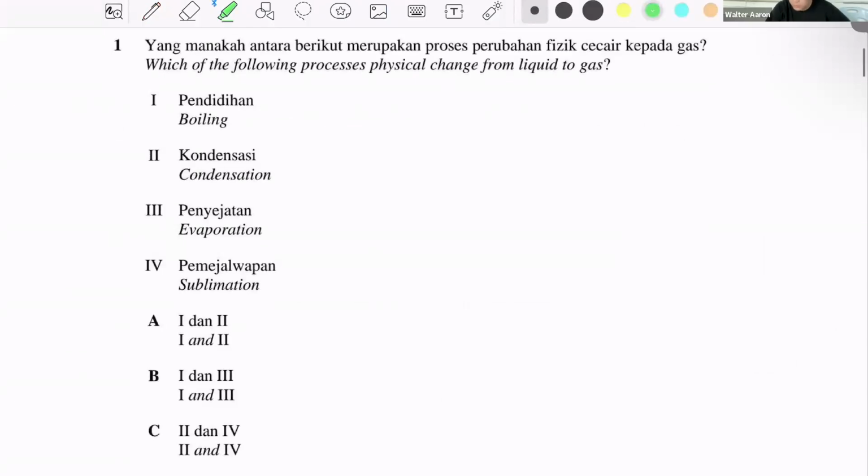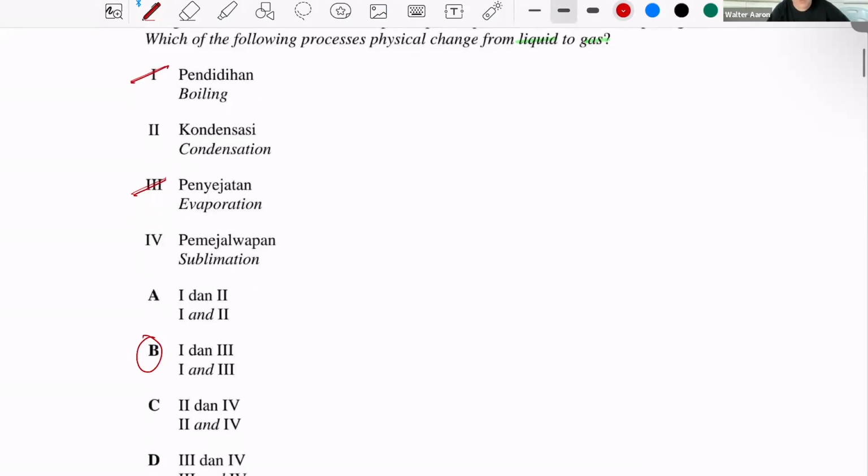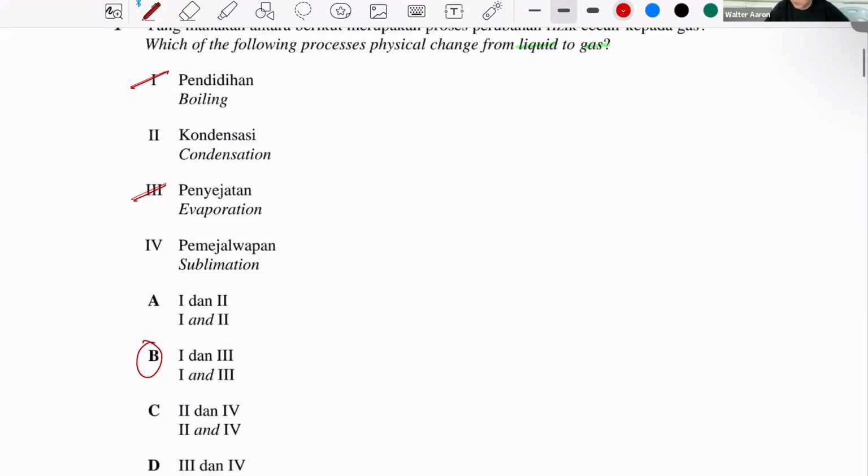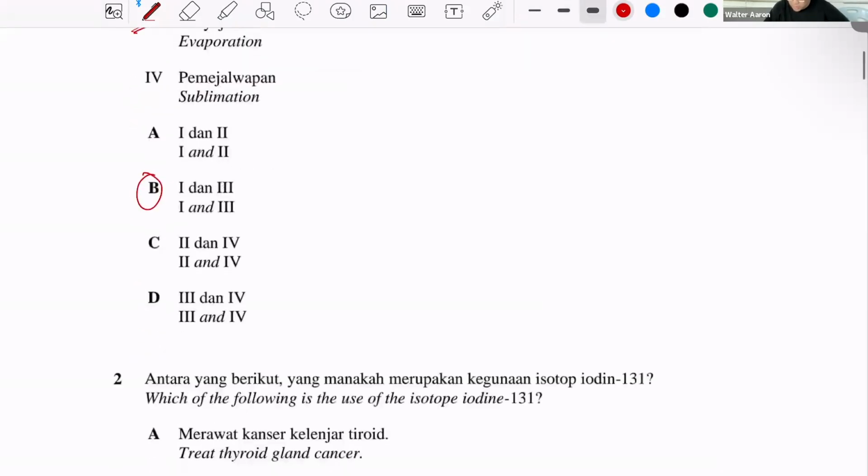When talking about liquid to gas, it can mean quite a number of things. In this case, it can be evaporation. It can also be boiling as well. So those are technically the possible answers that can be given. So the answer is going to be B, because boiling and evaporation can both happen when the liquid changes into gas.